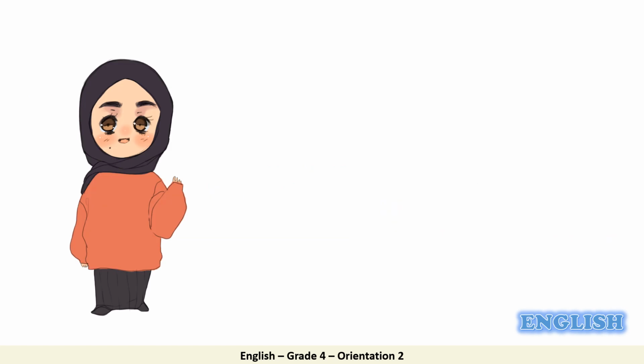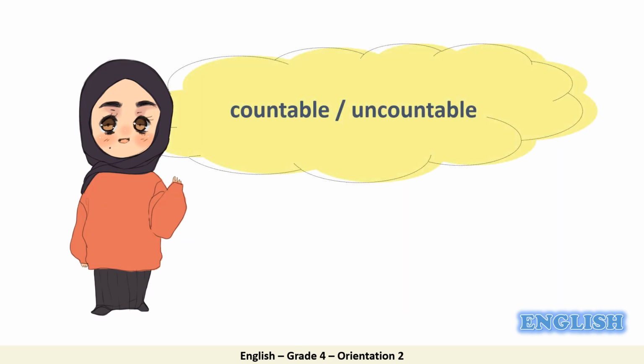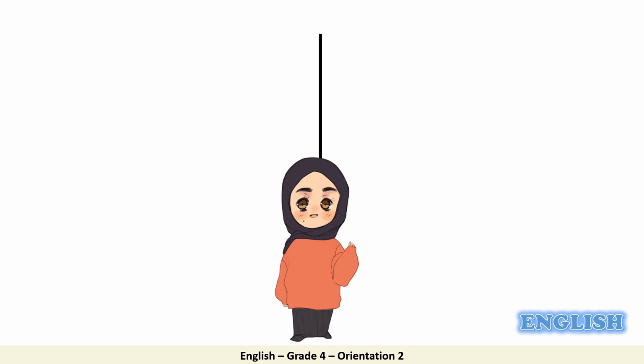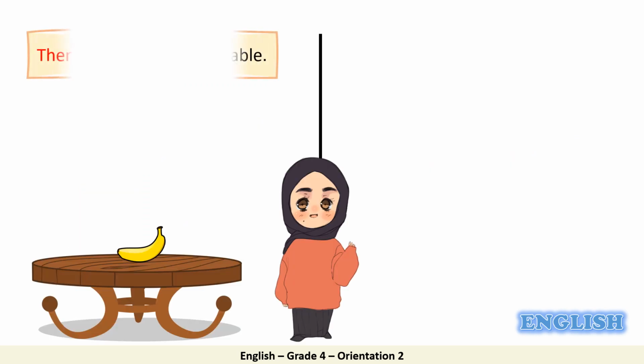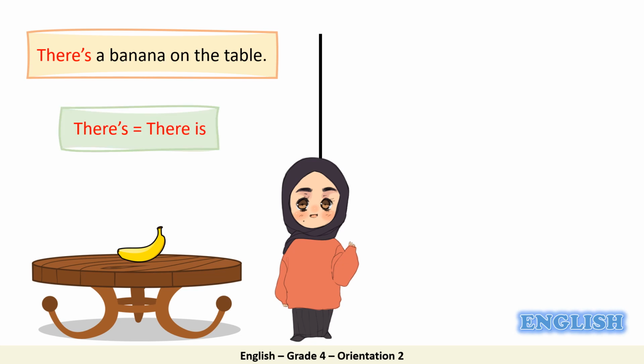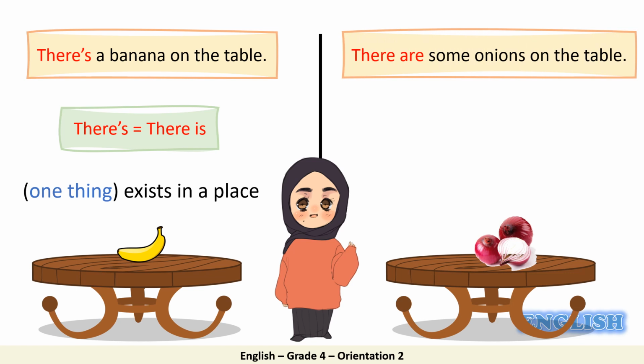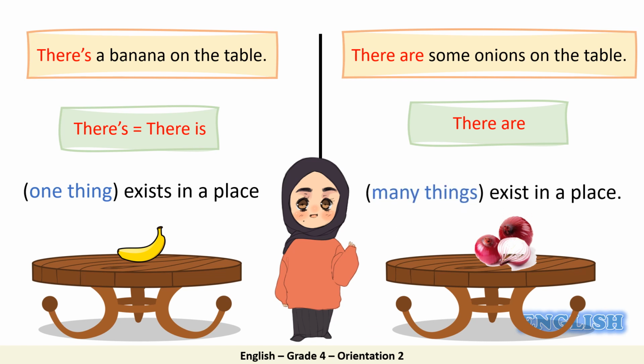It's time to go over the countable and uncountable. Read the first sentence with me. There's a banana on the table. There's is the same as there is, and we use it to talk about one thing that exists in a place. Now read the next sentence. There are some onions on the table. There are, we use it to talk about many things that exist in a place.